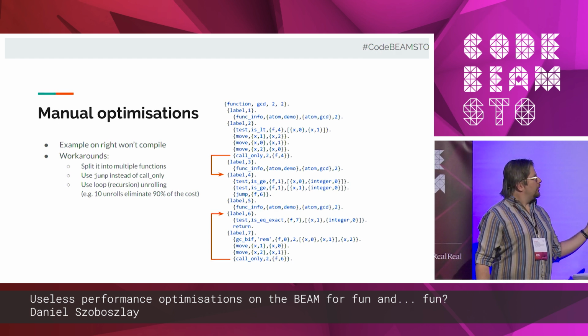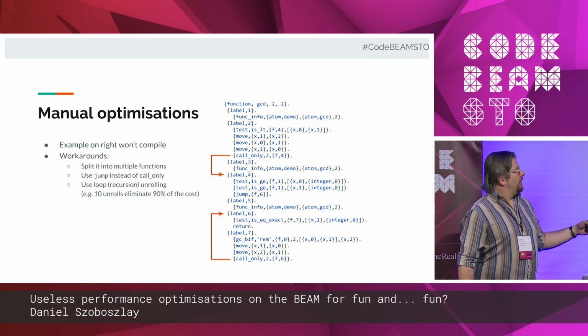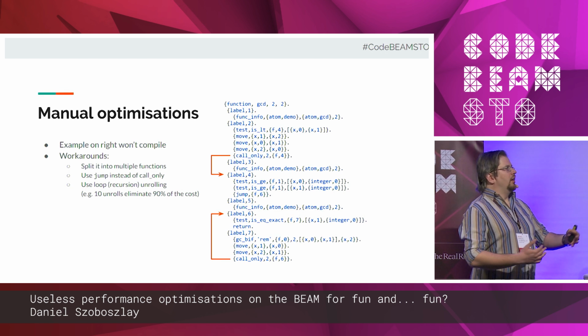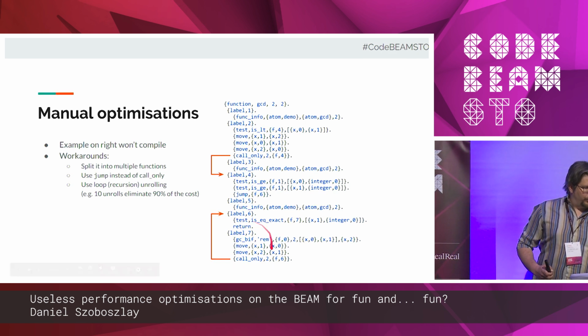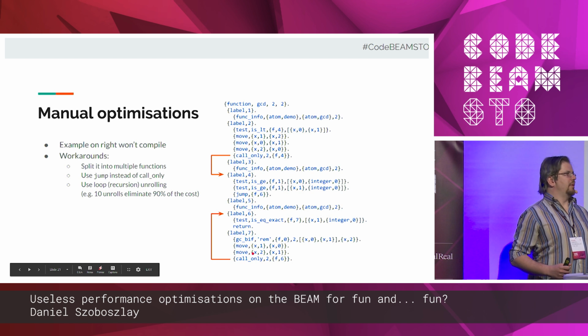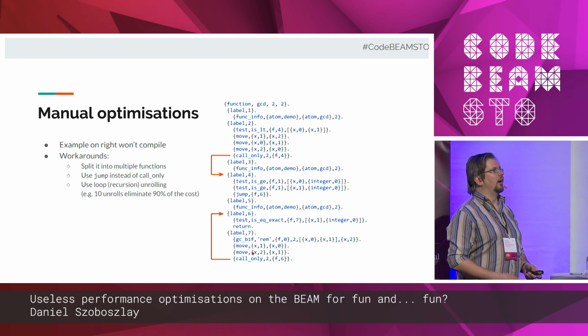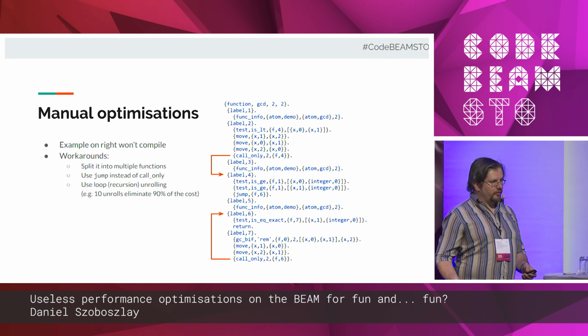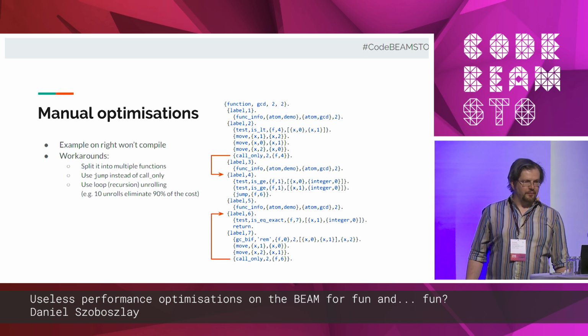The third option is to try to get the best of both worlds and do a loop, or in this case, recursion unrolling. So unroll this last loop a couple of times, and maybe after every 10th one, just go back to the initial label with a recursive call. That would eliminate 90% of the overhead.